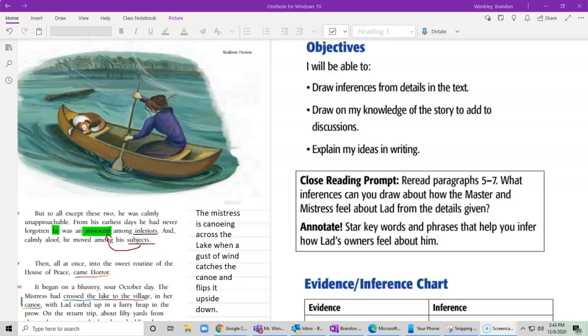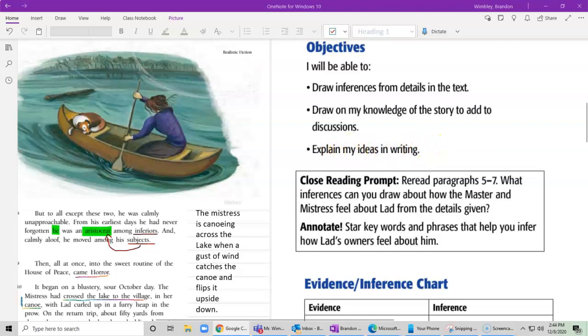Well, students, this is our next lesson in this unit 4, and we're going to be looking at drawing inferences about characters. So these are our objectives for today. It says, I'll be able to draw inferences from details in the text. So remember, inferences are like educated guesses. We can figure out what's going on, even if the story doesn't exactly tell us. And then we'll be able to draw on our knowledge of the story to add to discussions. And then we're going to be explaining our ideas in writing.